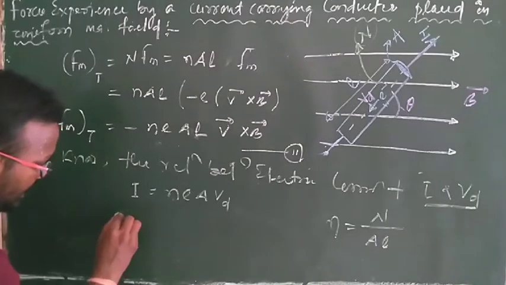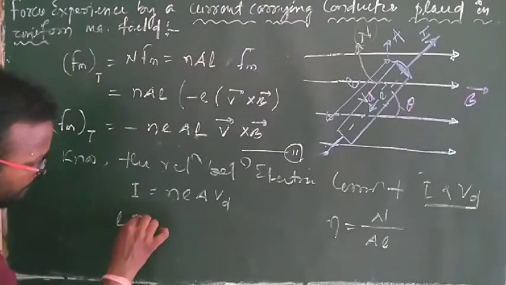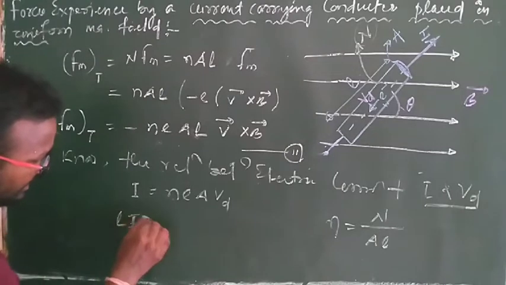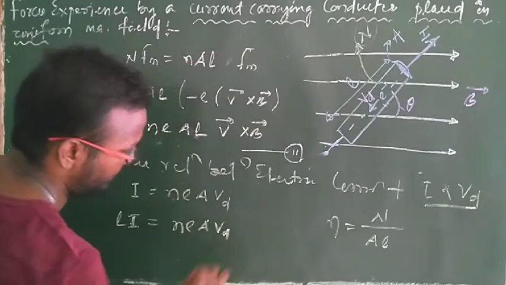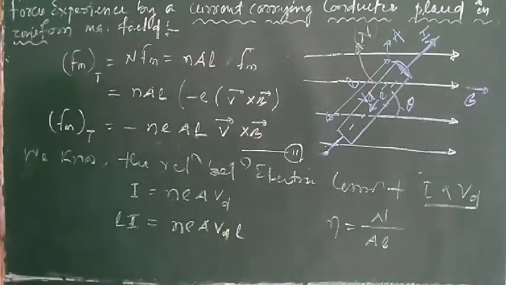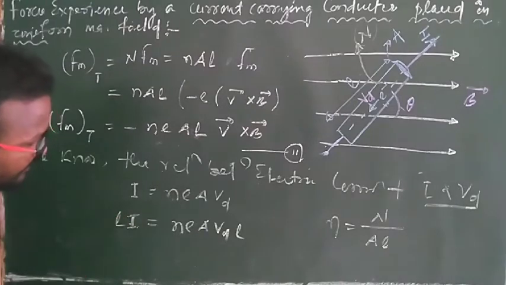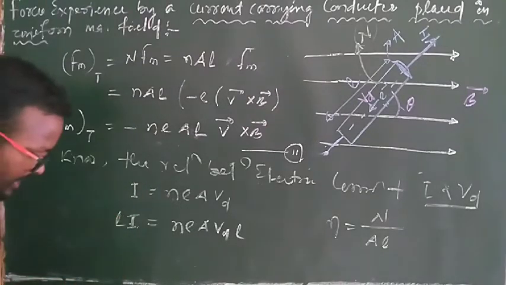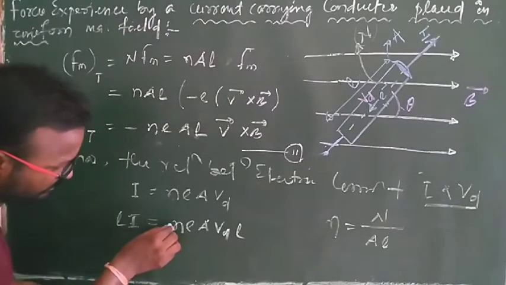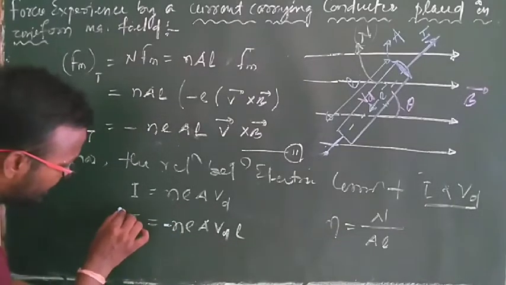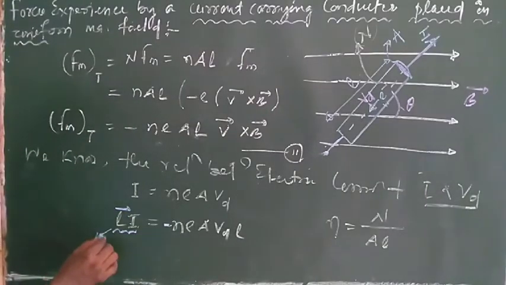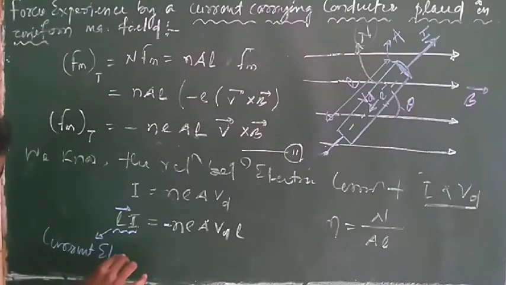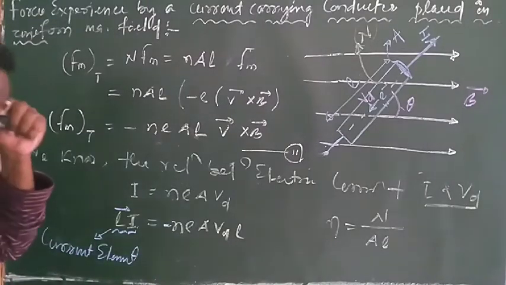So I equals n e A Vd. If I multiply L on both sides, then I L equals n e A Vd into L. Clear? Okay. If we write, look at the diagram, look at this relation. If we use a negative sign here, why? Because what is I L? It is known as the current element, and this term is known as the current element.